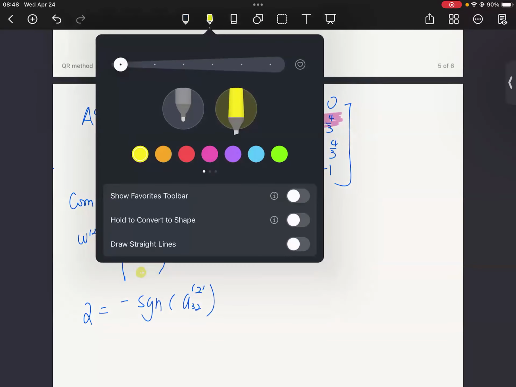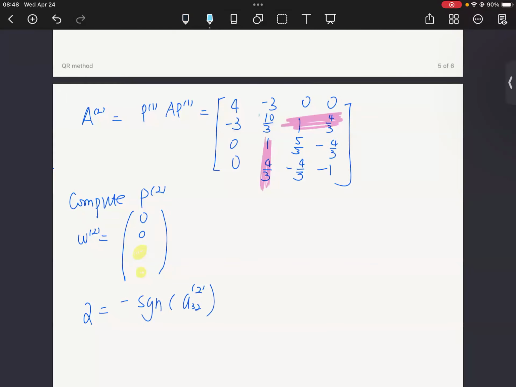I'm going to circle it. This is the submatrix we want to simplify. In the very first algorithm, the P1 algorithm, we pick the component below the diagonal, and this is the negative sign and then the things here. Now this is the submatrix, and below this diagonal is the component.